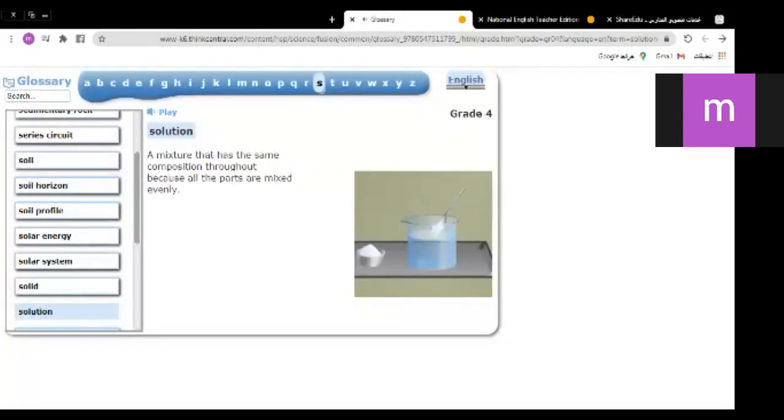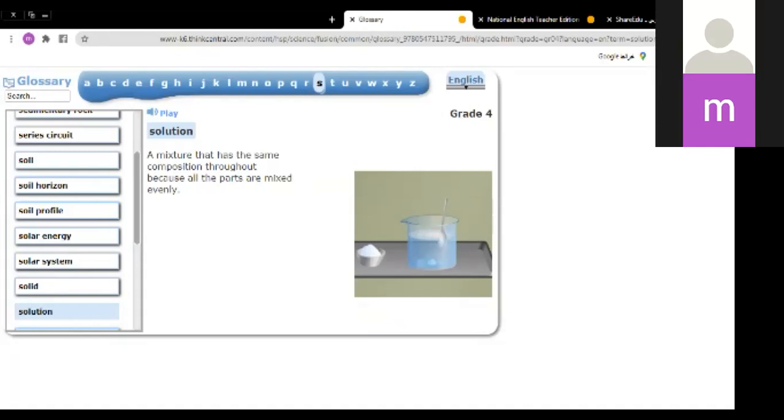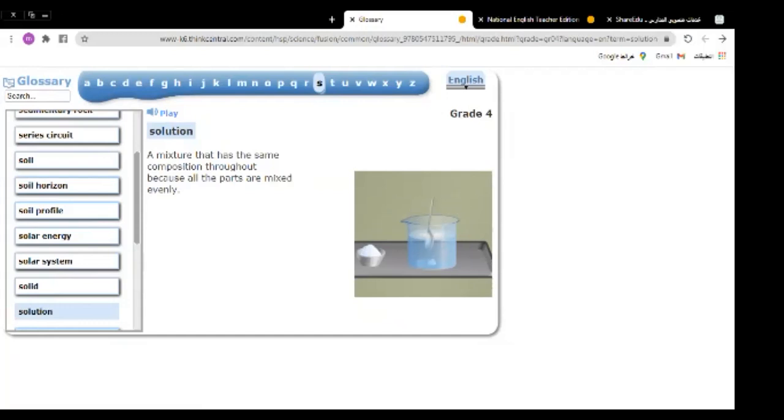Let's see the next one, solution. Solution. A mixture that has the same composition throughout, because all the parts are mixed evenly. Abdulaziz, what is solution? Solution. A mixture that has the same composition throughout because all the parts are mixed evenly, like what you see now in this picture.